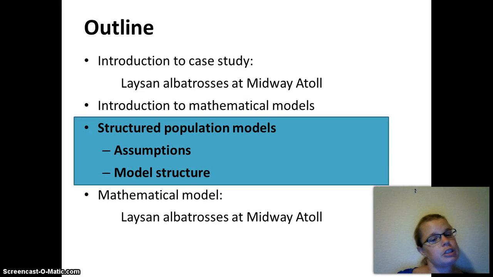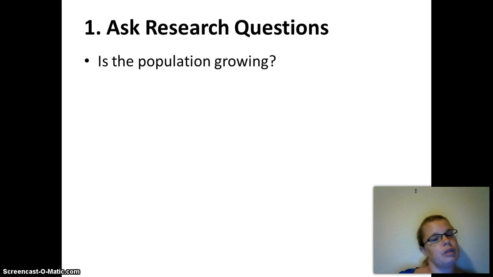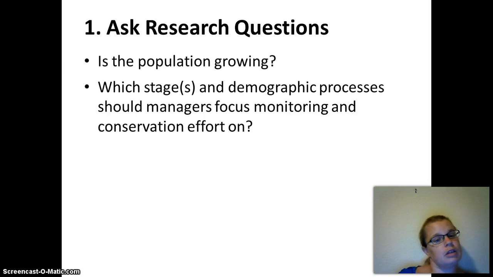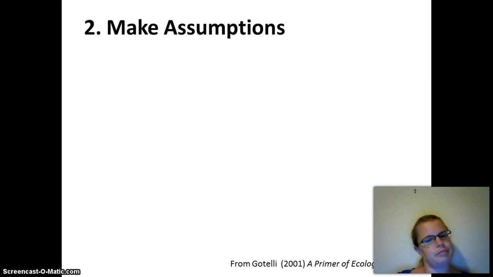So now we'll go on to talk about structured population models, also known as matrix population models. So first you have to ask your research questions. So for population models, we're usually asking, is the population growing? And once you get into more of the structured population models, you want to ask what stage or what demographic processes should managers focus their monitoring and conservation effort on? How might different threats or management actions impact the population?